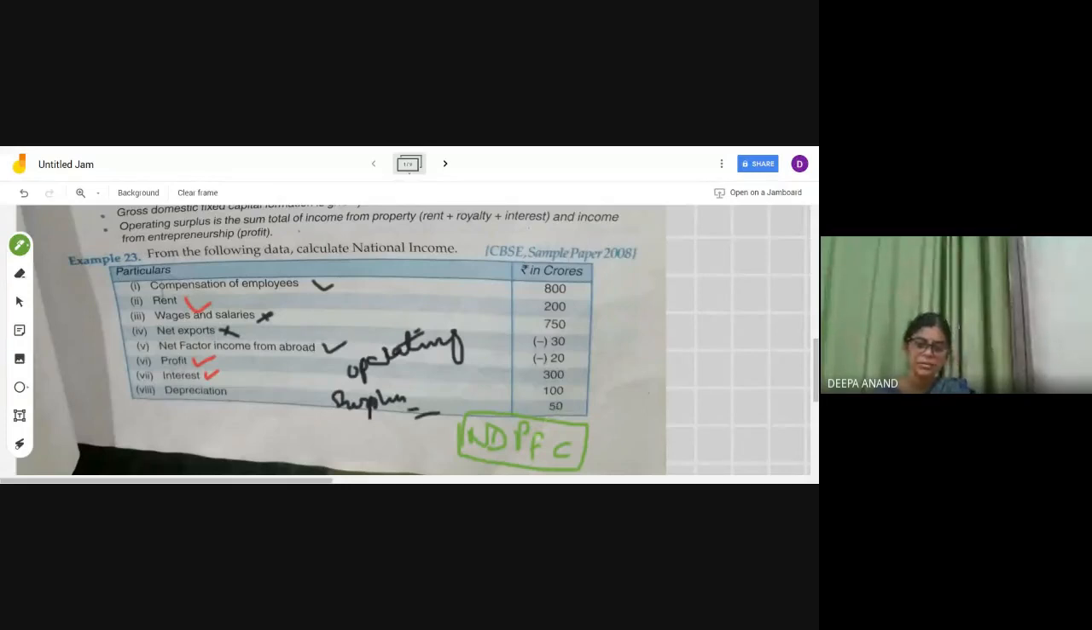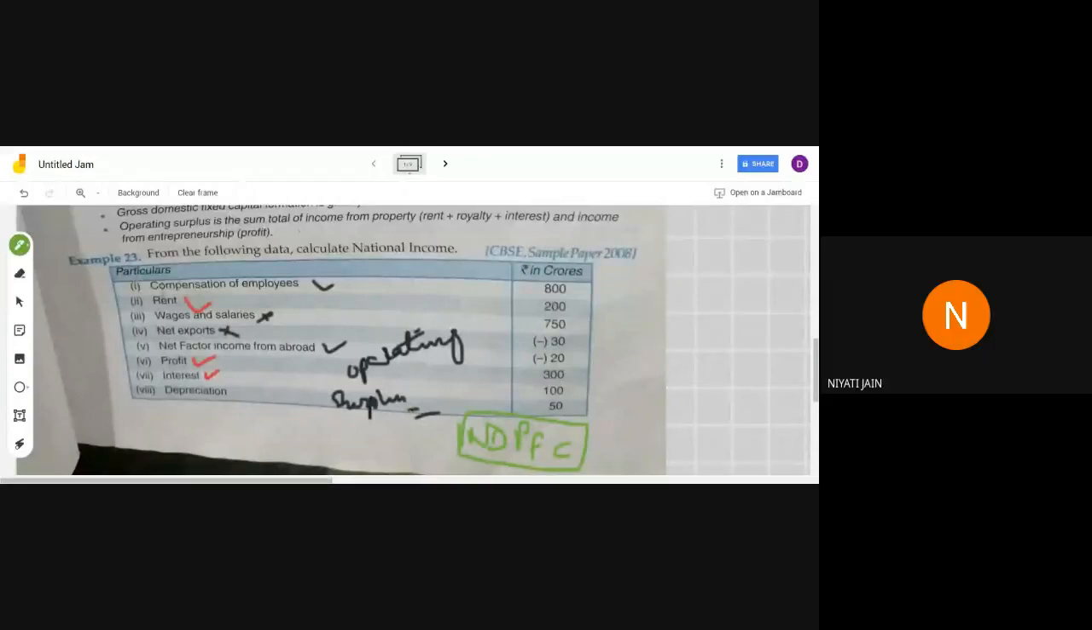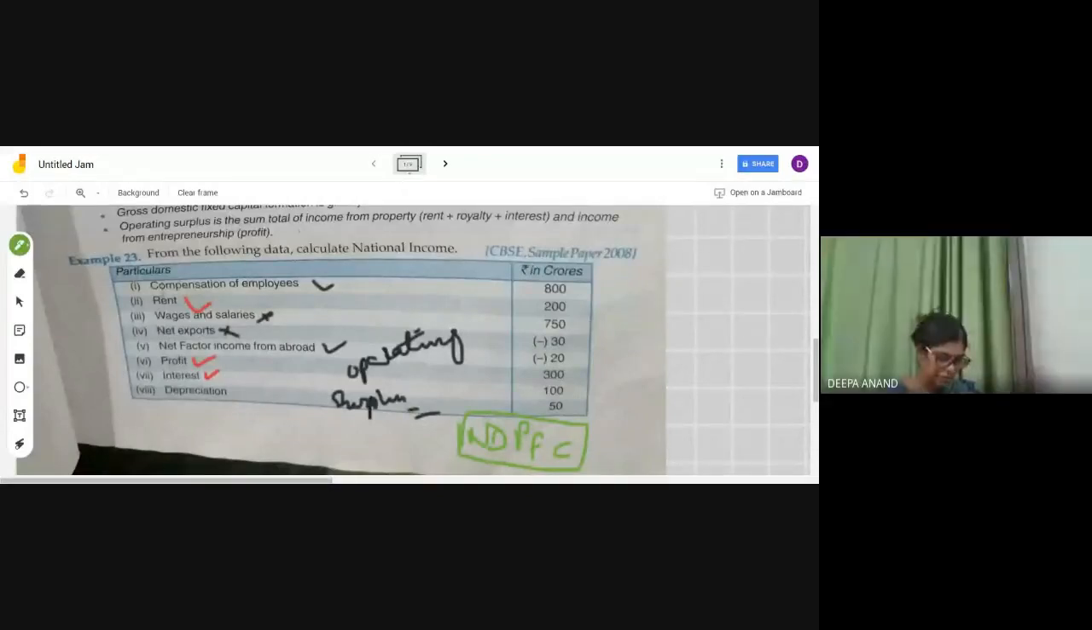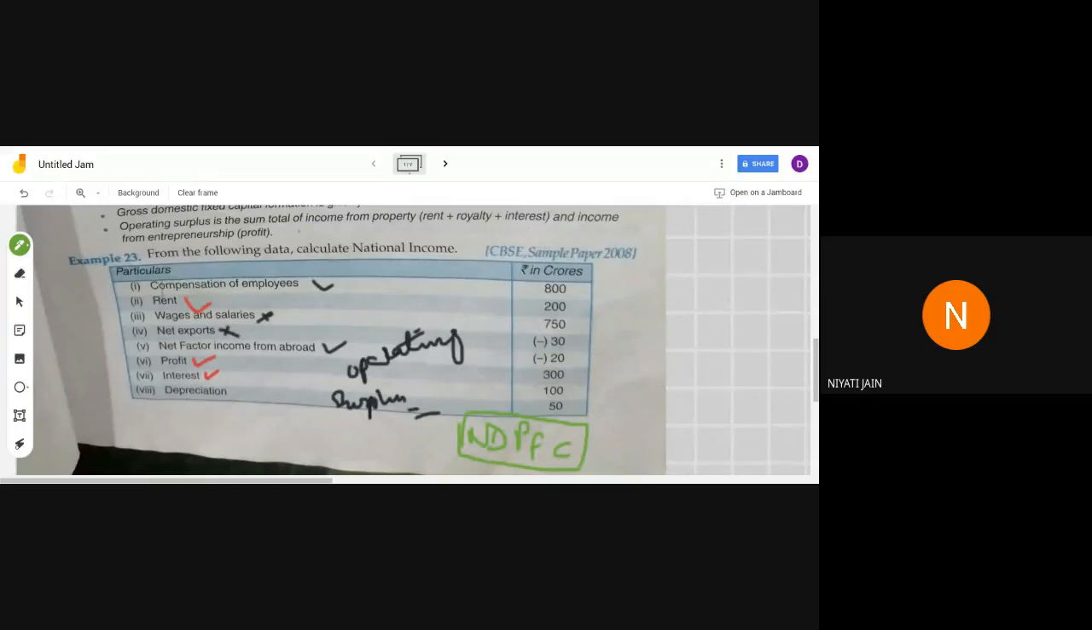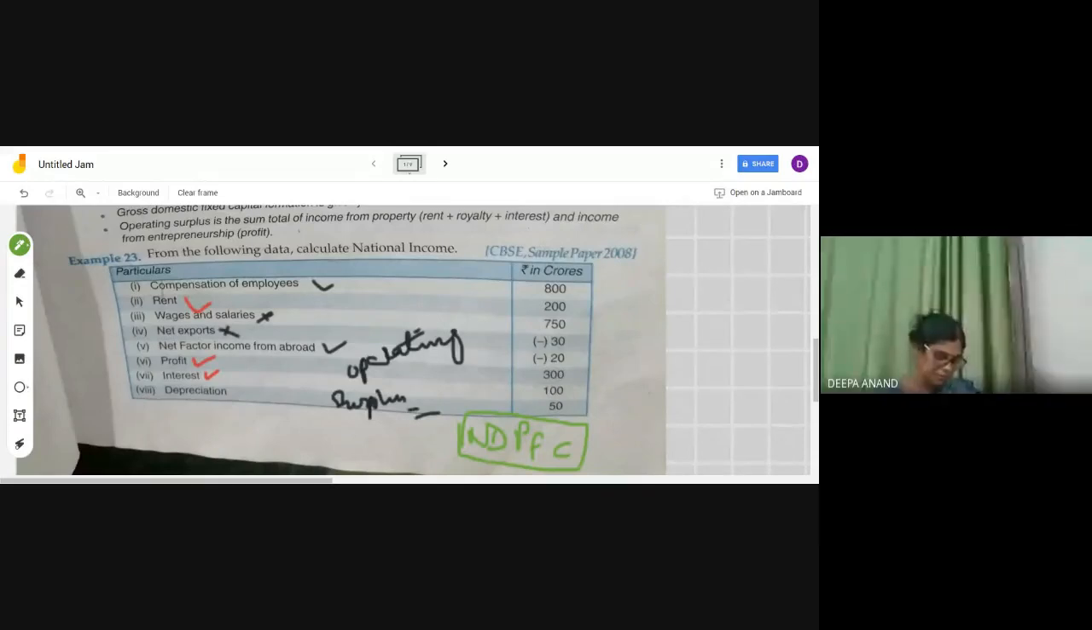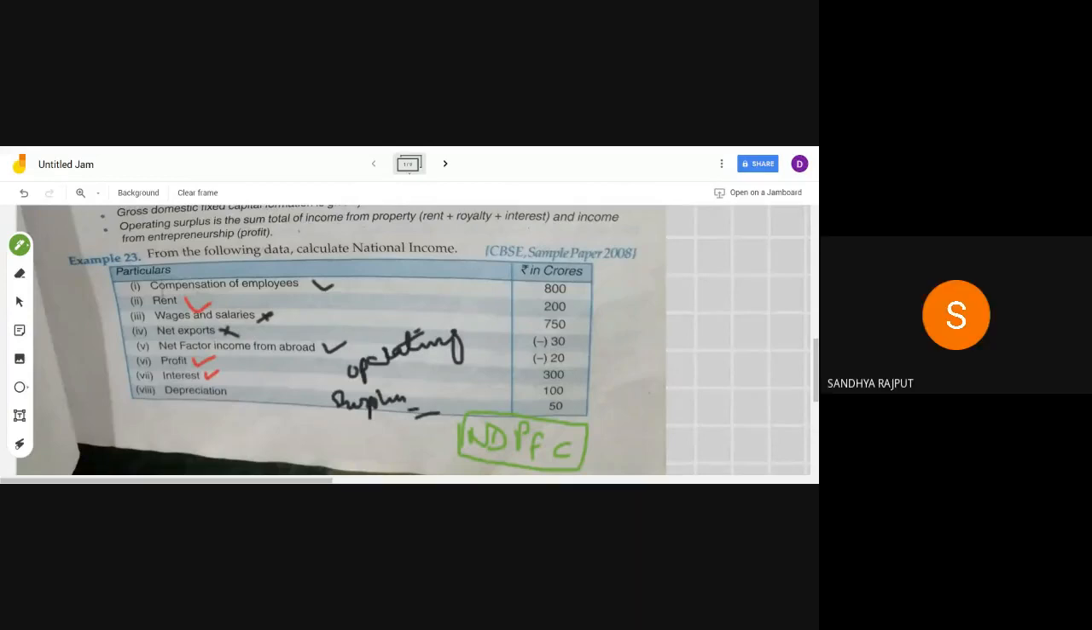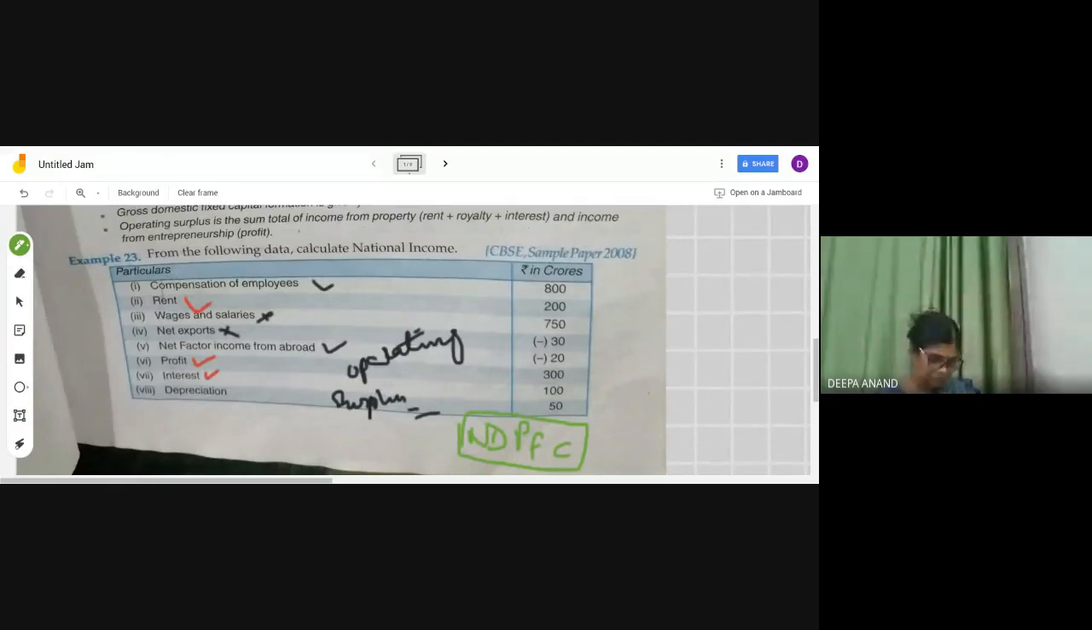What is the answer you got? Should I do it, ma'am? 380, sorry. Can you repeat better? Ma'am, 1380. What about others? Yes, ma'am. 1380. 1,380 crore.